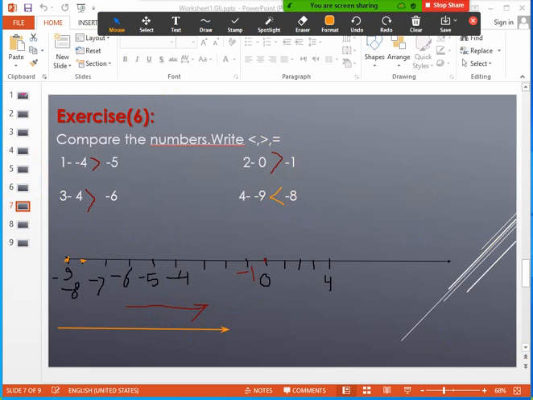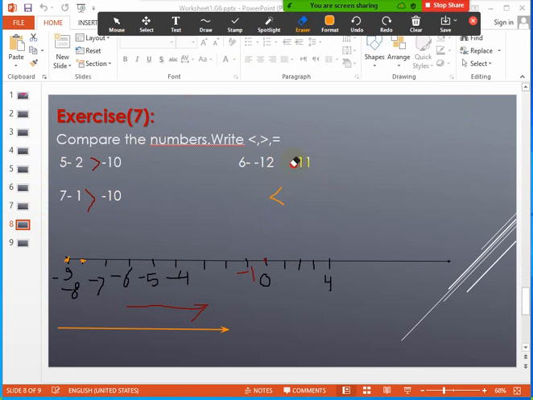Now, girls, did you finish? If you finished, please type 1 in the chat. Okay. Now let's move to the next slide. What is this 8, Jenna? Okay. Now let's move to the next one.